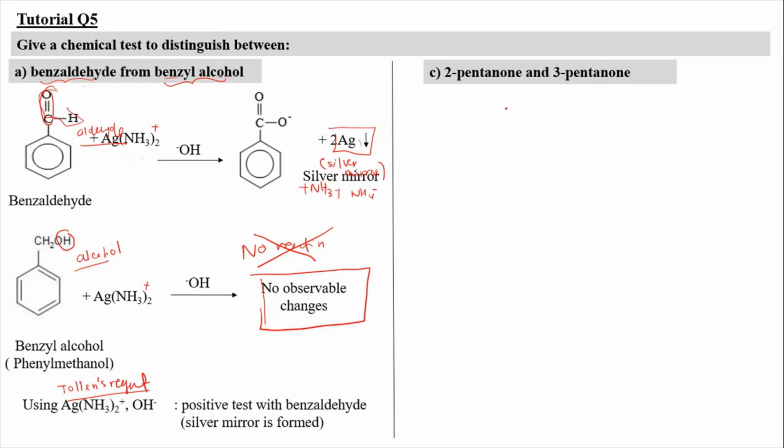Okay. Now we're going to do the chemical test for 2-pentanone and 3-pentanone. Pentanone will have 5 carbons: 1, 2, 3, 4, and 5. At carbon number 2, there is going to be a double bond here, so this one is going to be 2-pentanone. And for 3-pentanone, 1, 2, 3, 4, 5, the C double bond O is going to be here. Okay, so let's draw that. So we have 2-pentanone and then we have 3-pentanone.